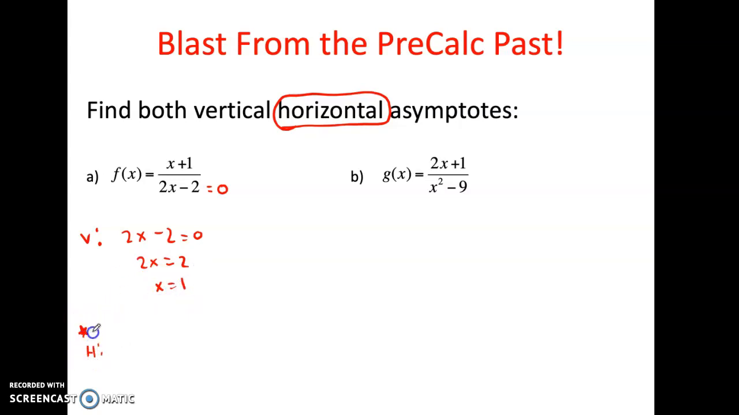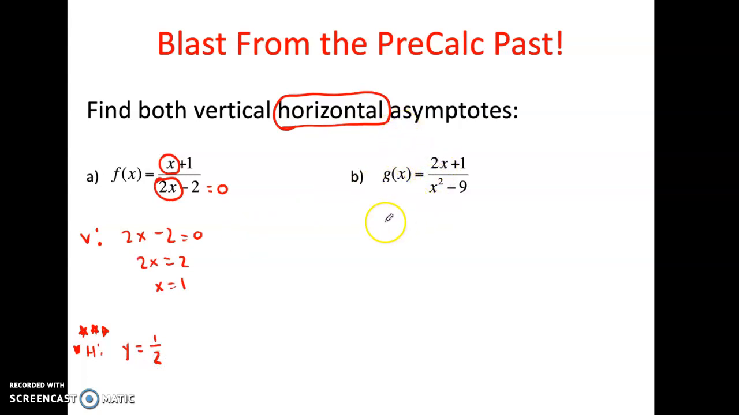This is what we're going to be using today, these rules, horizontal. Horizontal is when you take the leading term from the numerator and the leading term from the denominator and you look at the exponents. This is x to the first and x to the first. If they match, then you just divide the coefficients and that's your horizontal asymptote. They do match. So we're going to have the horizontal as 1/2.